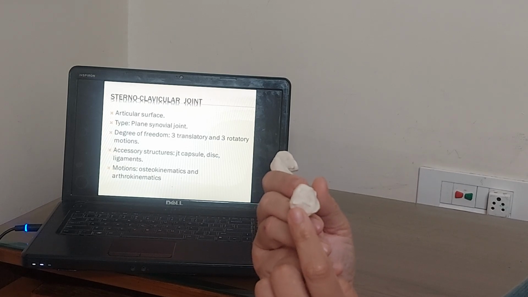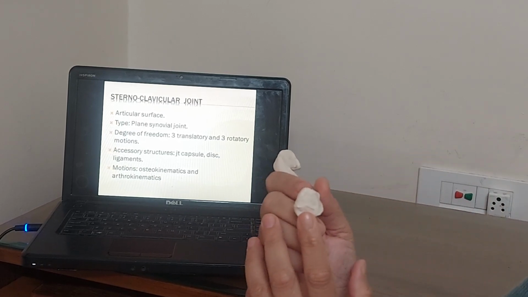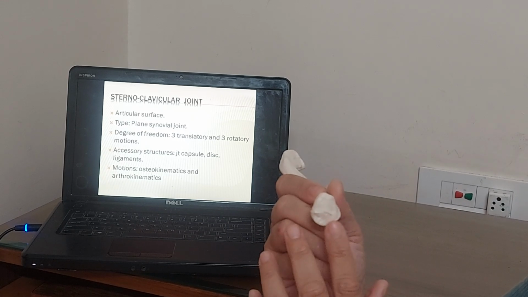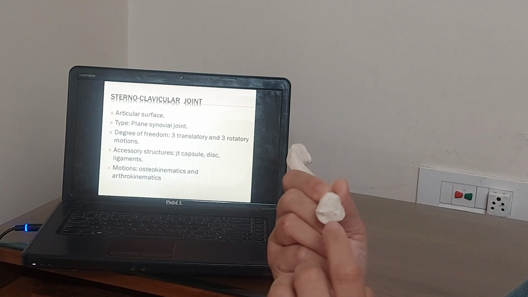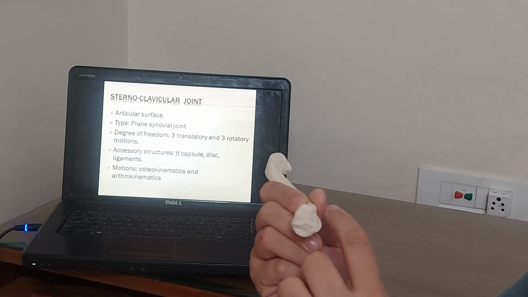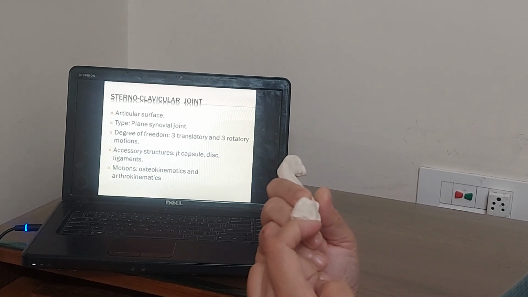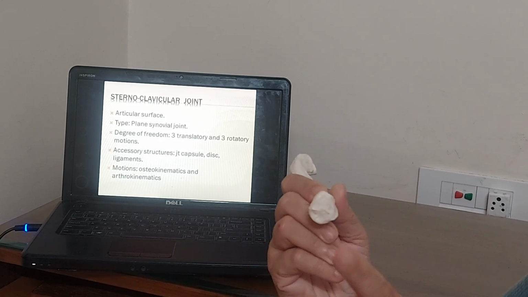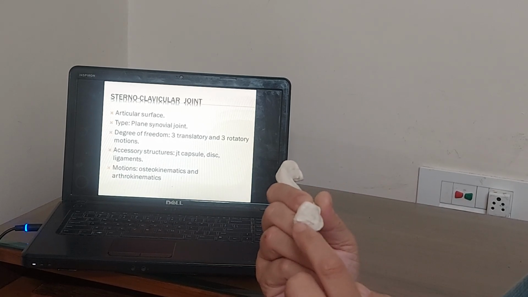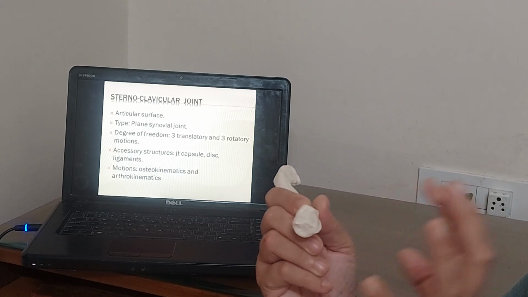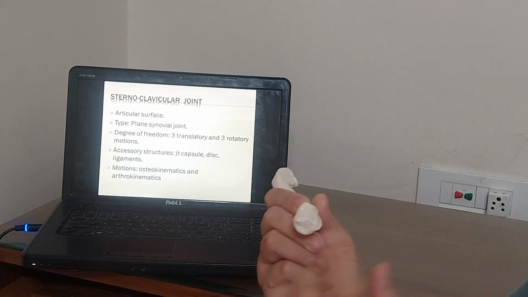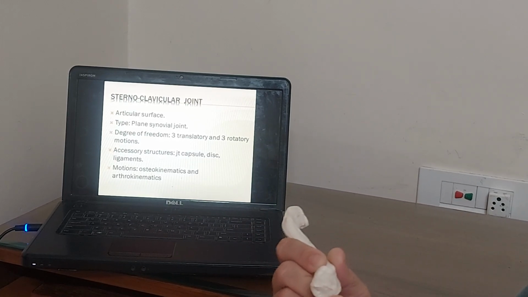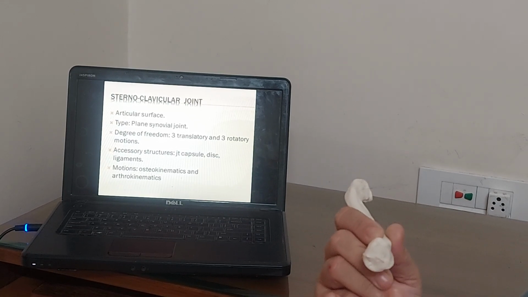Now if these motions are very minute, very small in amount, these motions are the superior and inferior movement, the medial movement, the lateral movement, the anterior movement and the posterior movement. So you can see for yourself: superior, inferior, medial, lateral, anterior and posterior movements. These are the 3 degrees of translatory movement which are possible at this joint, and they are in very small amount. But it is present, and we will be learning about this joint movement later on.